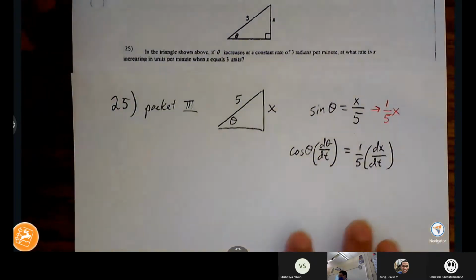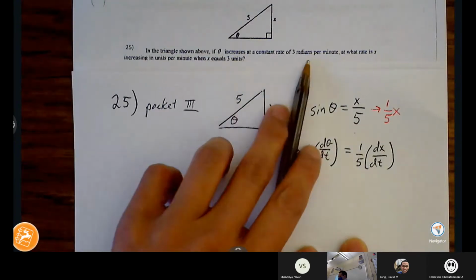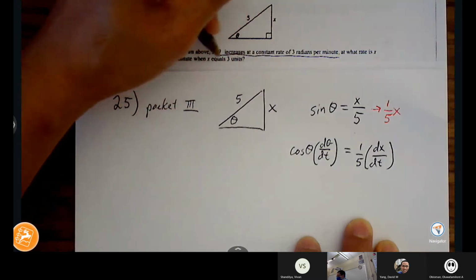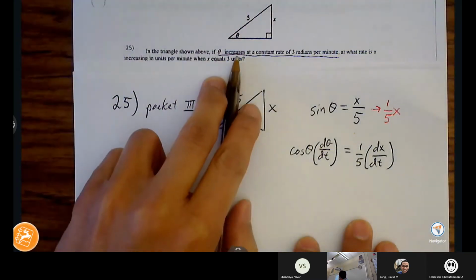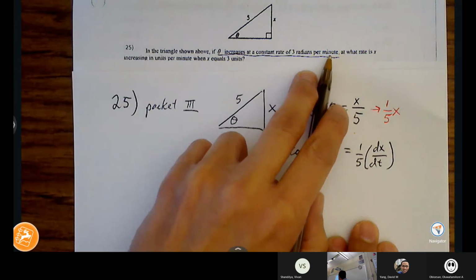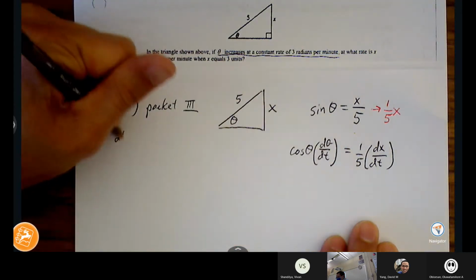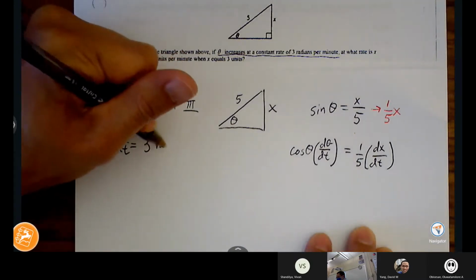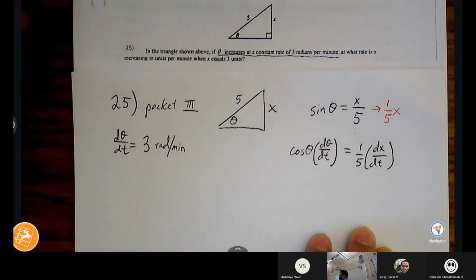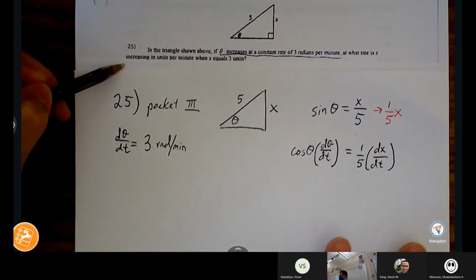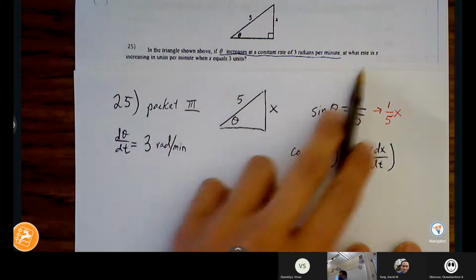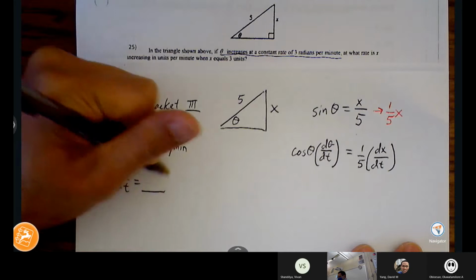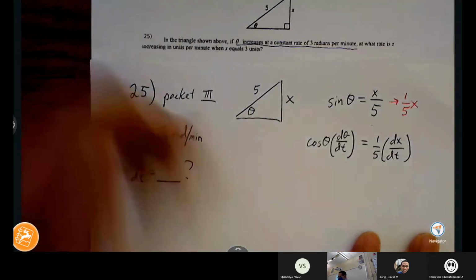All right, let's see what the problem tells us. Theta is increasing at a constant rate of 3 radians per second. So theta increasing, we know that is time related. We see per second, we know that's time related, so that's d theta dt. Increasing, so positive 3. X increasing, we want to know at what rate is x increasing. So we're looking for dx dt. That's our end goal. When x equals 3 units.